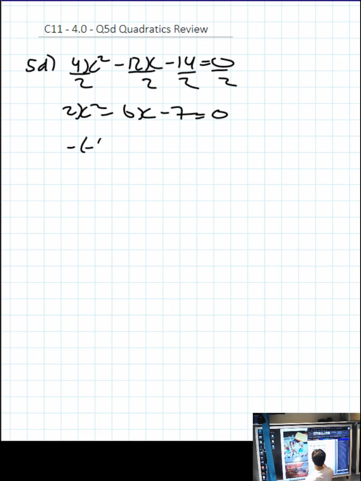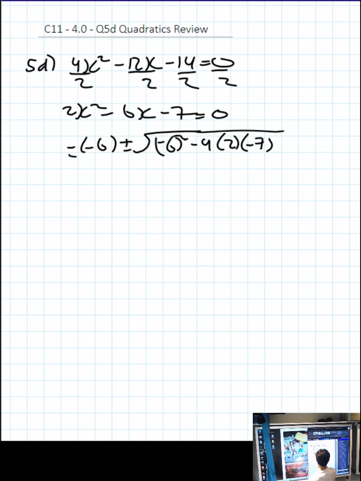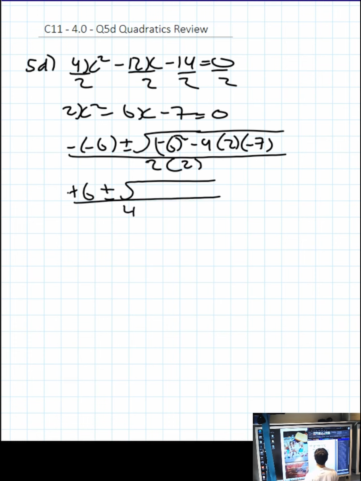So we're going to have negative negative 6 plus minus square root, negative 6, brackets around it, squared, minus 4 times 2 times negative 7. And we're going to type in underneath the square root. So we can say positive 6 plus minus square root all over 4. Now, if we type in underneath, we're going to get negative 6 squared is 36 minus 4 times 2 times negative 7.